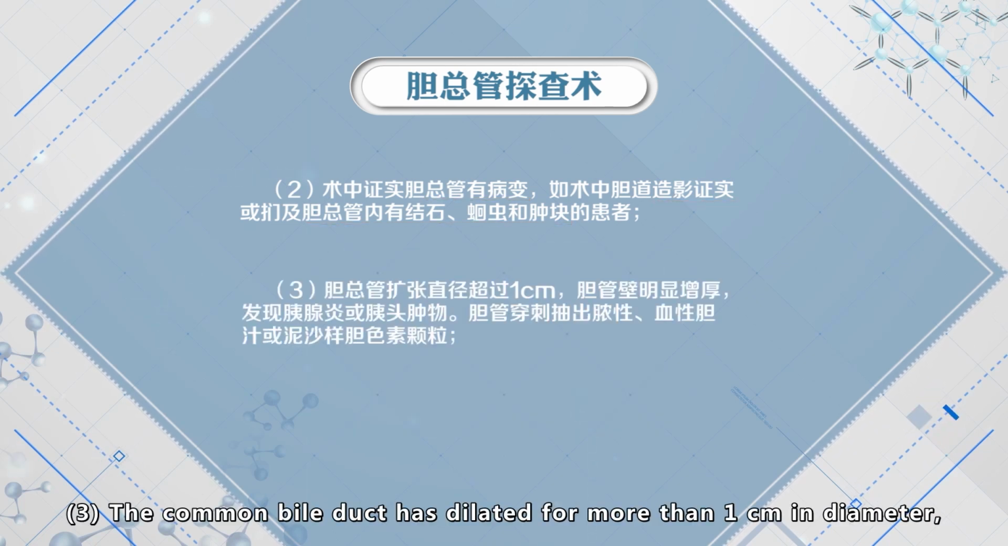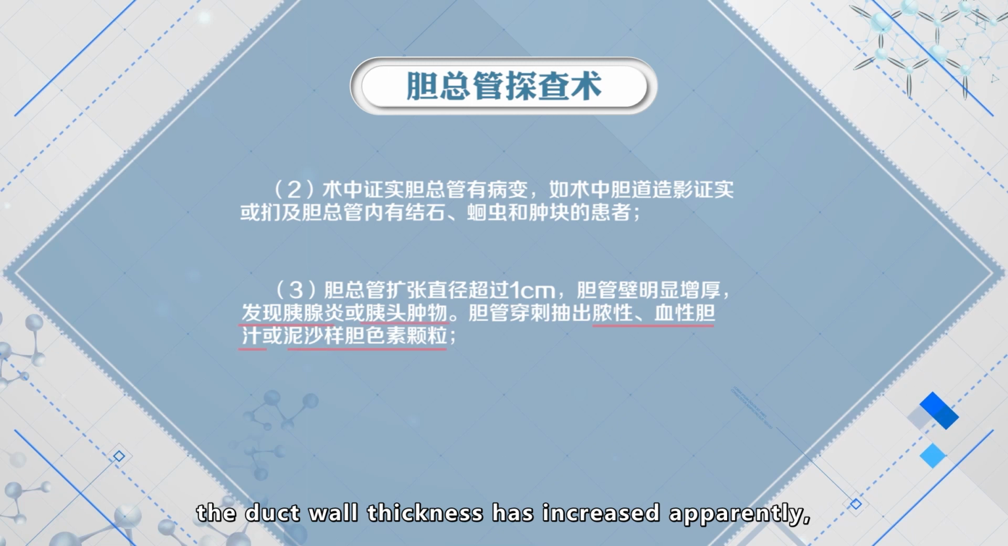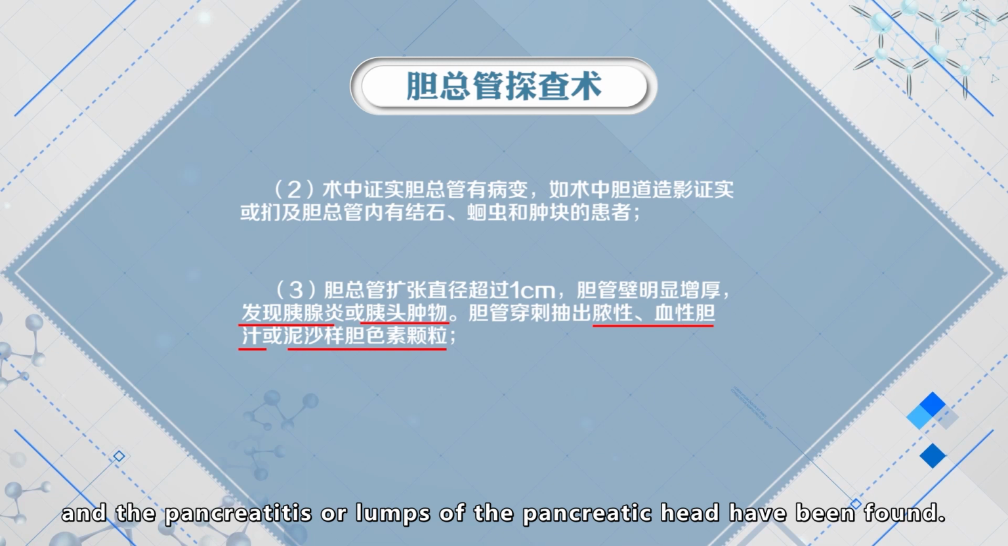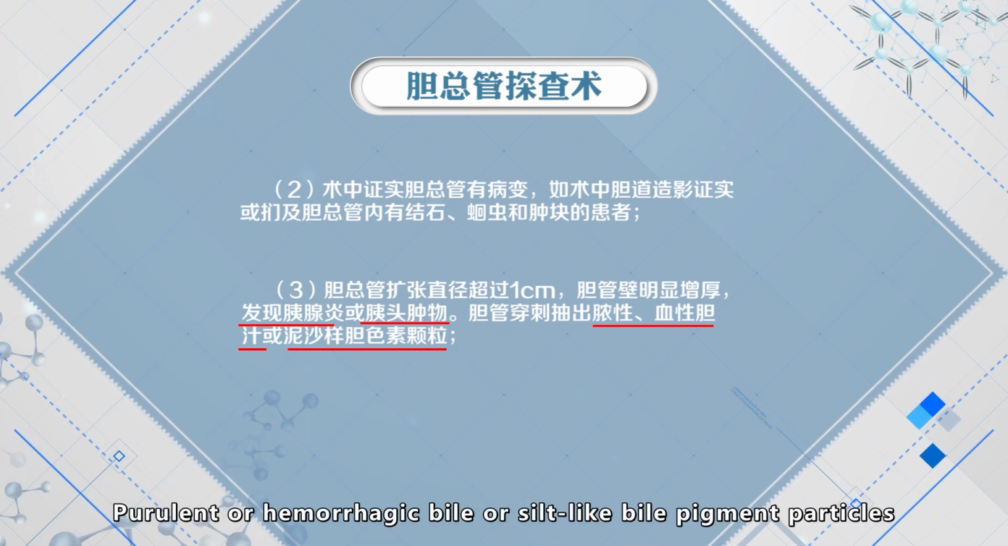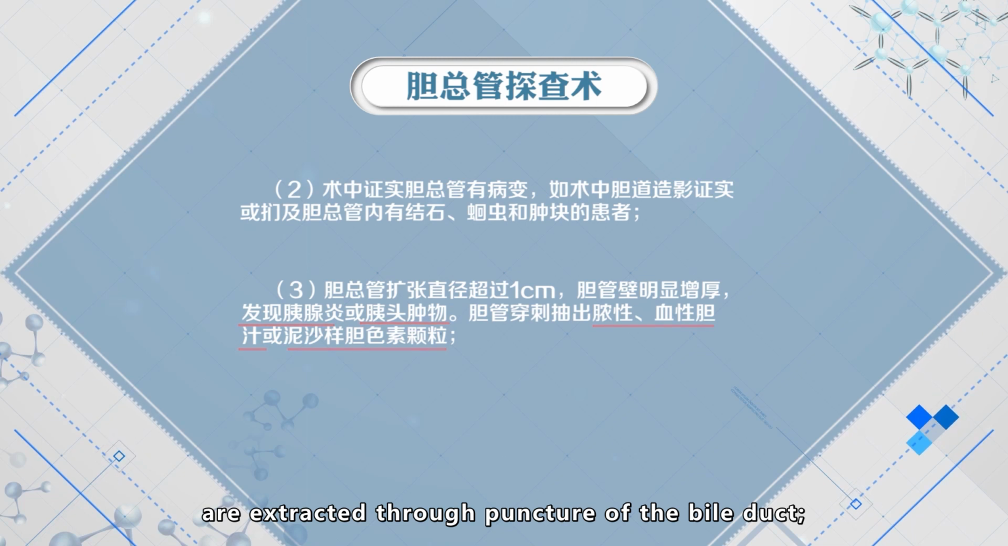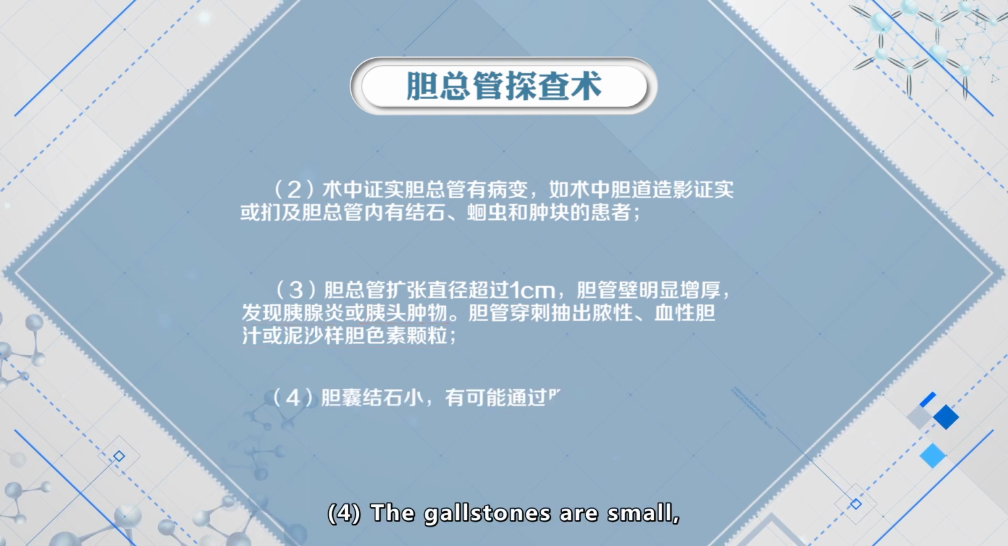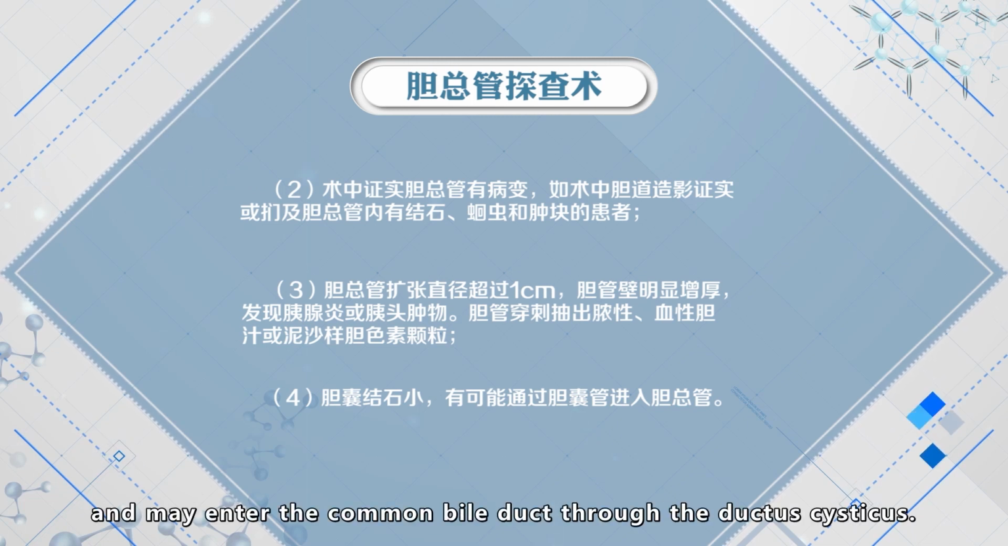3. The common bile duct has dilated for more than 1 centimeter in diameter. The duct wall thickness has increased apparently, and the pancreatitis or lumps of the pancreatic head have been found. Purulent or hemorrhagic bile or silt-like bile pigment particles are extracted through puncture of the bile duct. 4. The gallstones are small, and may enter the common bile duct through the cystic duct.